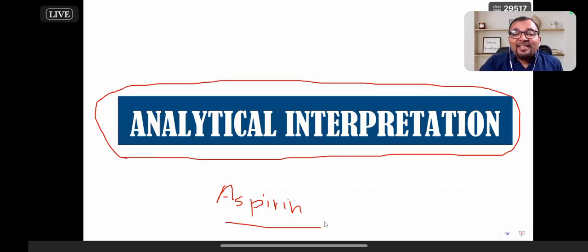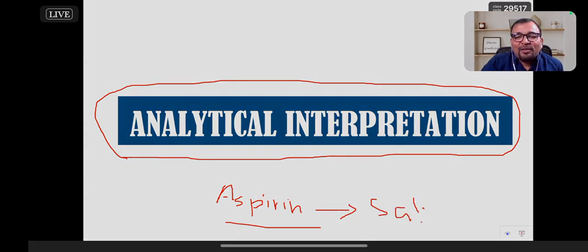Now it is not metformin, it is not cyanoguanidine. It is going to be an impurity of aspirin. What is the major degradant product of aspirin? Type in salicylic acid in the comment box. Fantastic. So we'll talk about salicylic acid now.